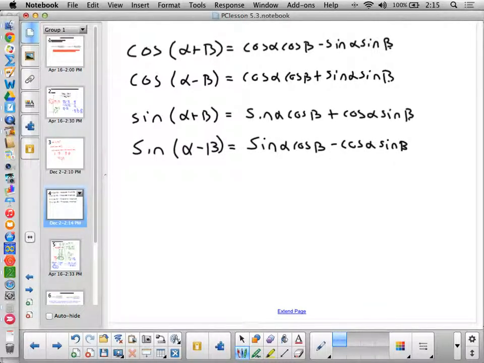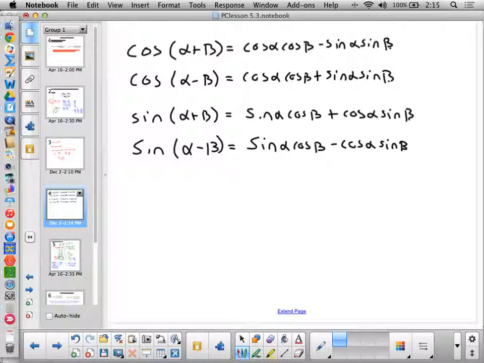Notice it's like a cosine sandwich. The sines are on the outside, the cosines are on the inside. On both these formulas, the sines are the same here as they are here. With cosine, the sines are opposite. So those are little hints to help you remember the formulas. And again, our tan formulas from today. That pretty much reviews everything as well.